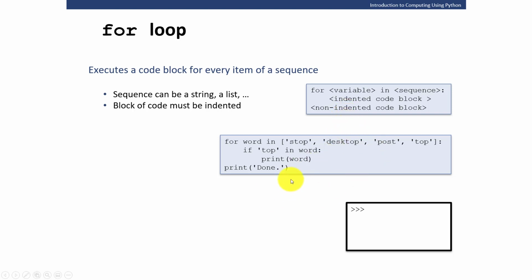Now let's get back to our example here. What will happen here, as I told you, is we're going to print stop and desktop, we're going to skip post, and we will print top. Okay, post, you see the word post doesn't have top in it. As such, I'm going to skip it, and then I'm going to go to top, and then I'm going to print done, because it's not indented, so it will be executed regardless.